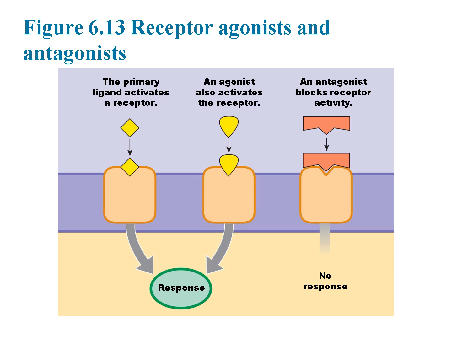On the left, we see the primary ligand, which is the natural or intended molecule that binds to the receptor and activates it. This activation triggers a cellular response, such as enzyme activation, ion channel opening, or gene expression.